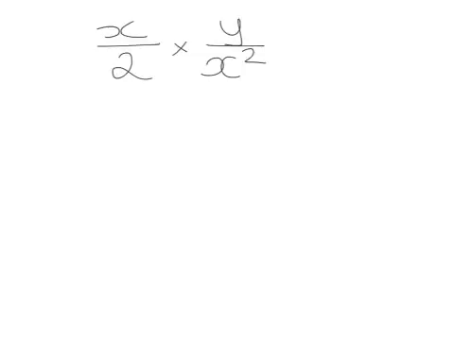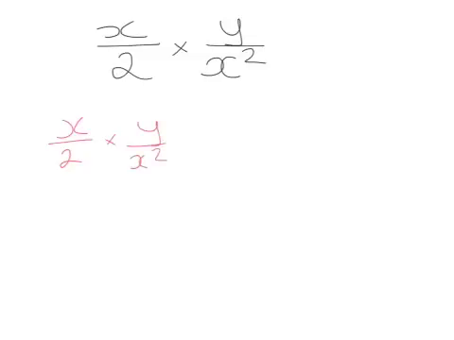Now I have x over 2 times y over x squared. Just like with before, we can either simplify to start or we can simplify at the end. So I'm going to do it for both. In red, I'm going to do simplifying at the start. So x over 2 times y over x squared.